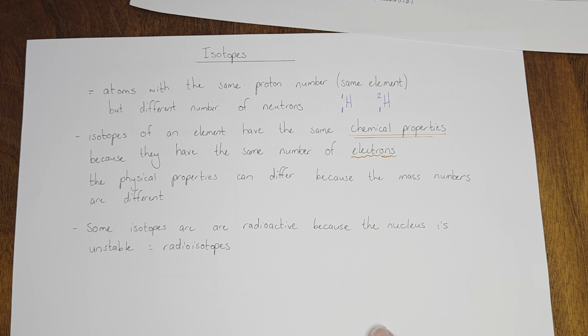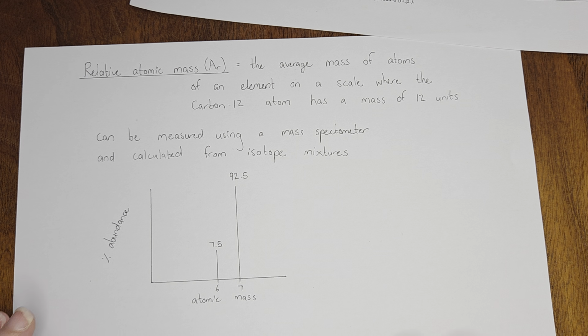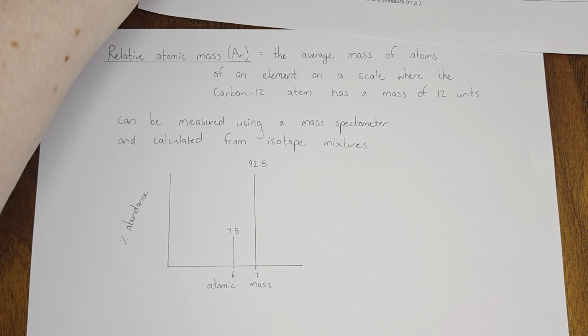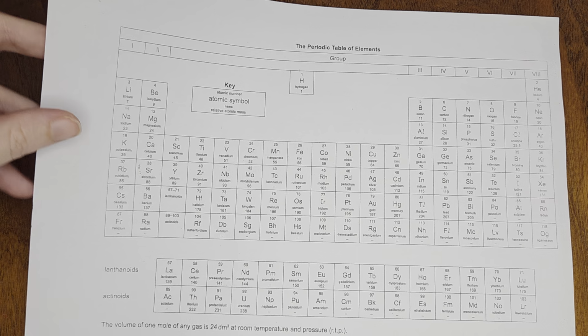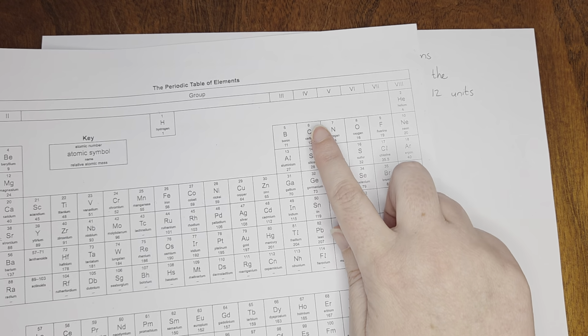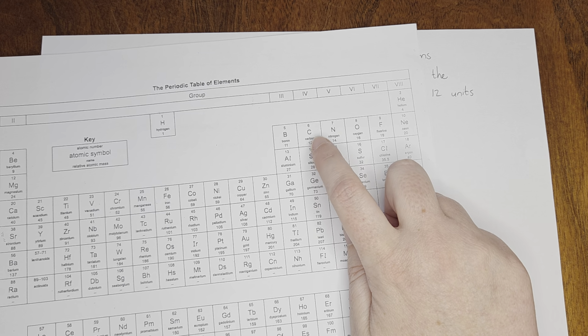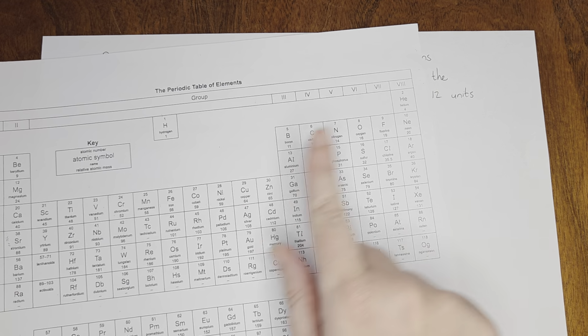So after we know what an isotope is, we can use that information because we can sometimes calculate the relative atomic mass. So all of these masses on the periodic tables have been calculated for us. Okay, because the relative atomic mass is the average mass of atoms of an element on a scale where the carbon-12 atom has a mass of 12 units. So there's carbon, it's carbon-12, and its mass is 12 units. So they took everything on this periodic table and they worked out its mass by comparing it to carbon-12.